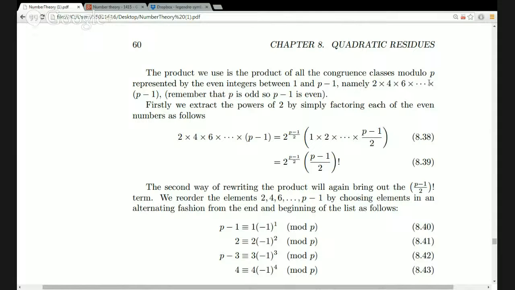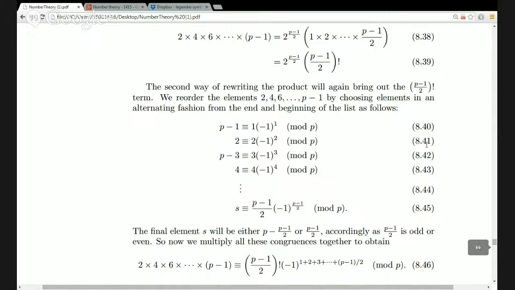Now, the second way we do it is we again look at these numbers, 2, 4, 6, 8, 10, and so on. And we're again going to multiply them. But for half of them, and it's really a kind of odd argument, we're going to produce a different description.